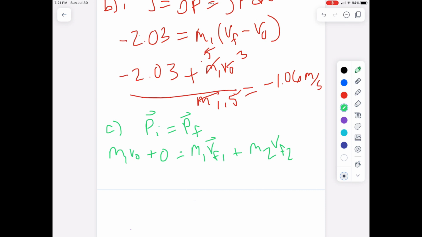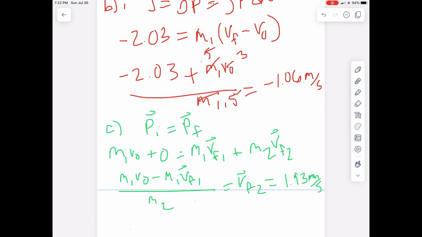All right, so now I'm just going to rearrange this and say that m1 v naught minus m1 vf1 over m2 is equal to my final velocity 2. All right, so if I put this all into my calculator, I would get 0.5 times 3 minus 0.5 times negative 1.06 over 1.05. And I get my final velocity 2 as being equal to 1.93 meters per second.